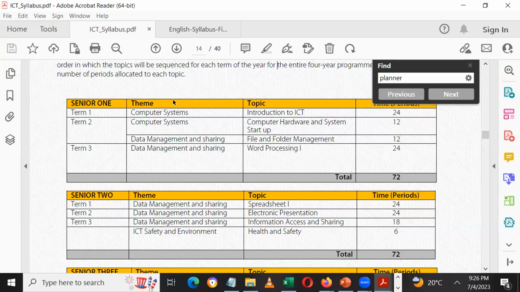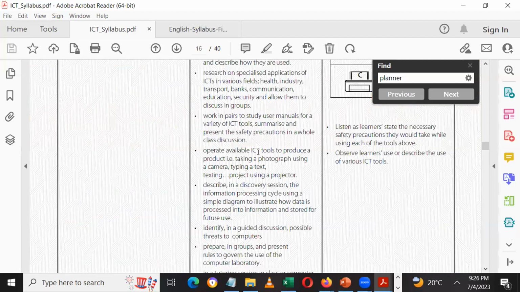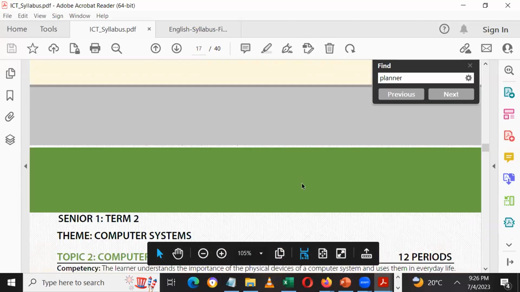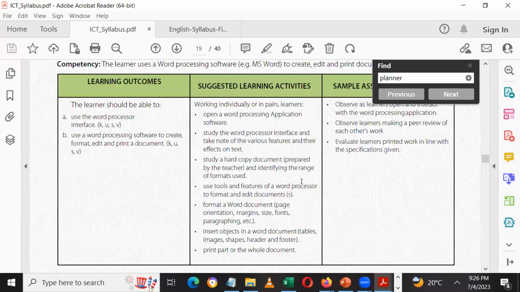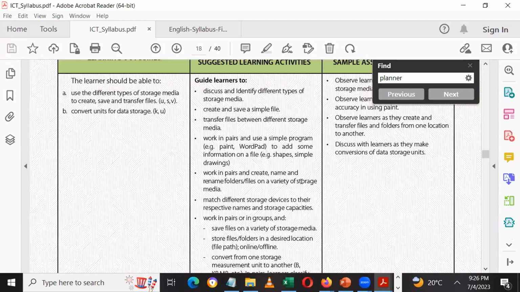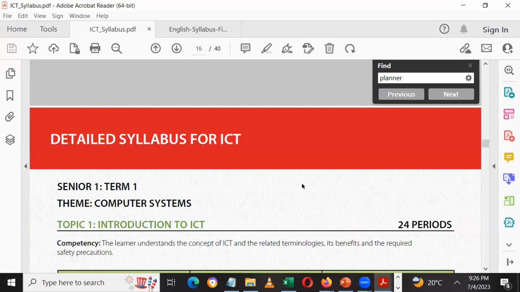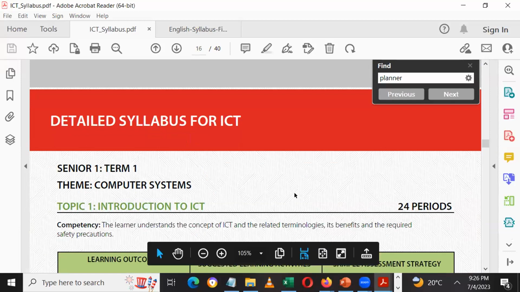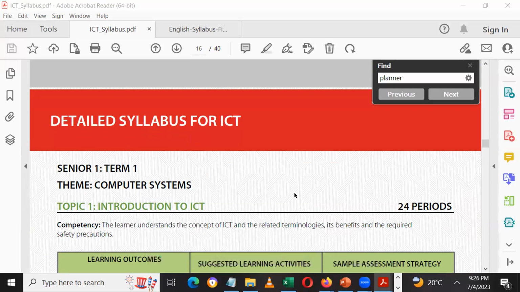When you are guiding learners to come up with good projects, look at the themes they have covered. For example, we have computer systems as a theme. It has computer systems, introduction to ICT, and hardware. If you go to the detailed syllabus, you realize that in senior one, term one, you teach your learners using ICT devices, camera, video, smartphone, and then the hardware, the keyboard and mouse, and even word processing. You can give them a theme, for example computer systems or data management, and tell them to come up with problems within that theme which they can solve.